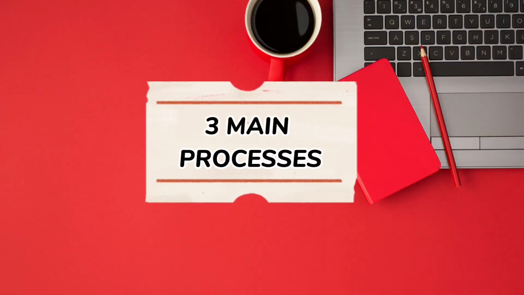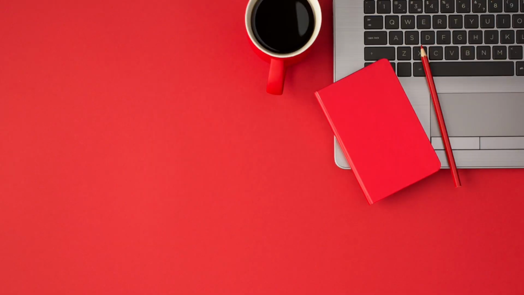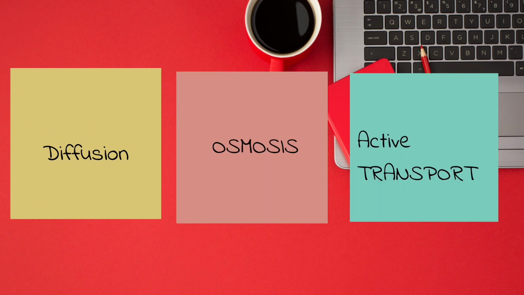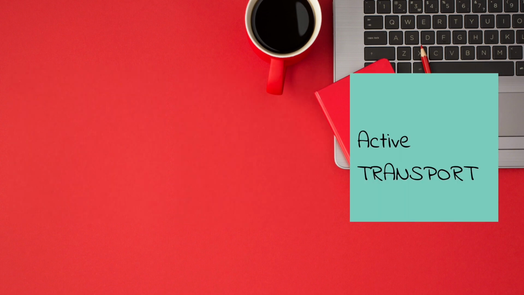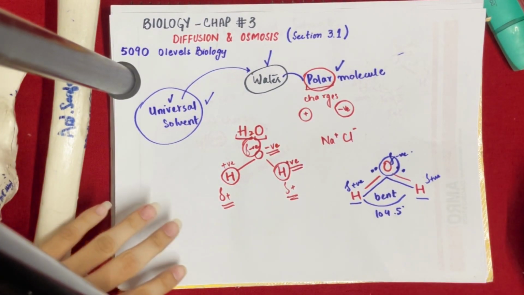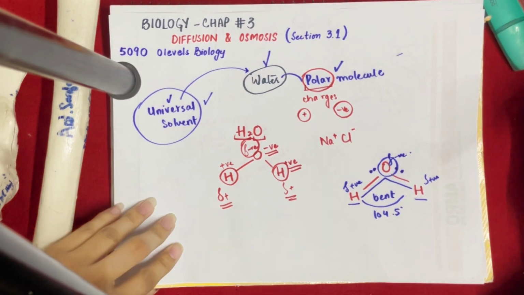In this crash course video, we need to learn about the three major processes, which include diffusion, osmosis, and active transport. Let's learn each of them in detail. Let's begin with the crash course topic for diffusion and osmosis after discussing the syllabus.